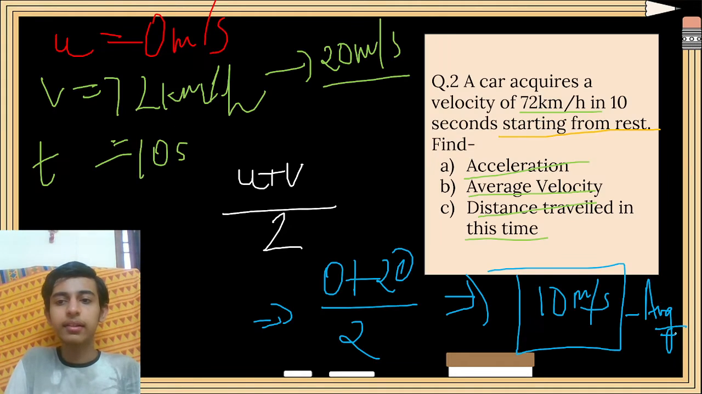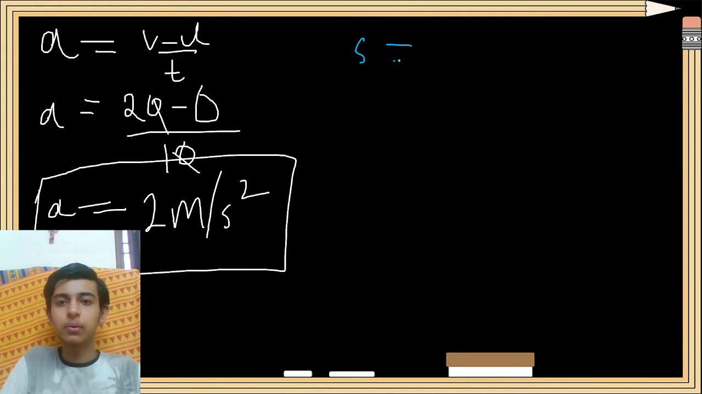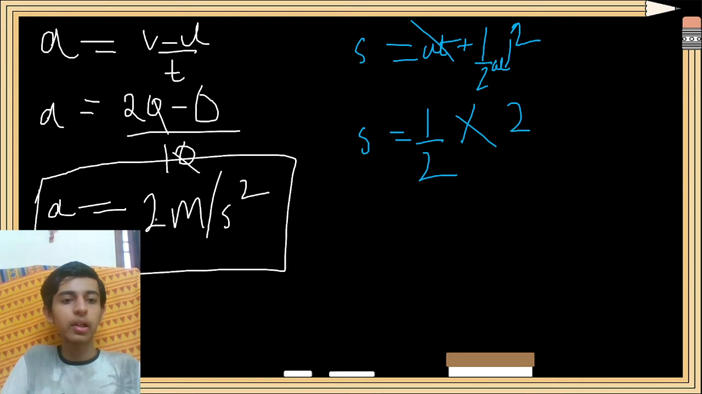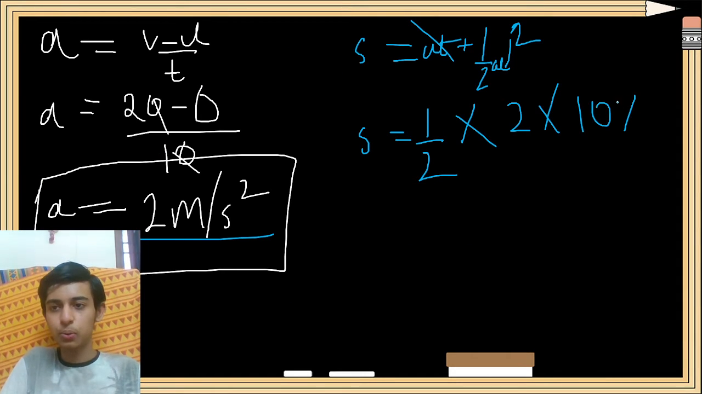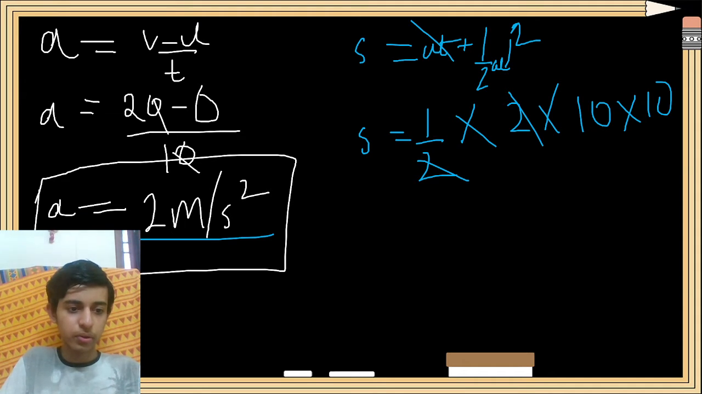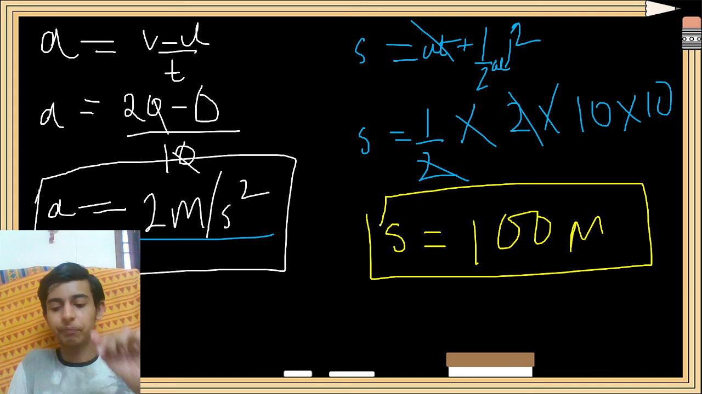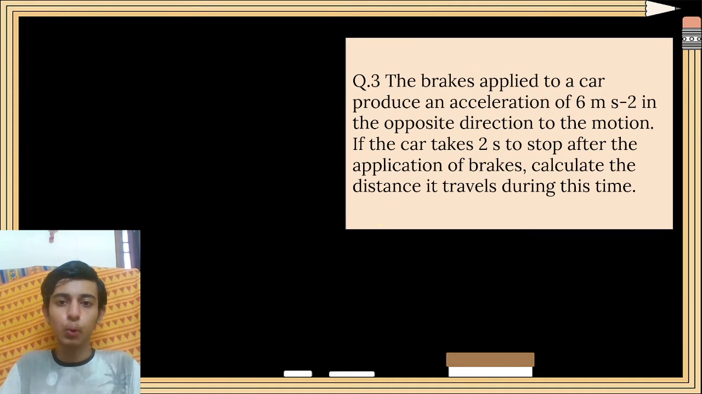Clear? Now we are supposed to find the distance traveled. So you can use any equation, s is equal to ut plus half at square. You will get your answer. So what is going to be your u? This is 0, so remove it. So s will be equal to half into acceleration, which is 2. Time is 10, so 10 into 10. So the 2 and 2 got cancelled. So your s will be equal to 100 meters. Done. Clear? I hope it was super clear.